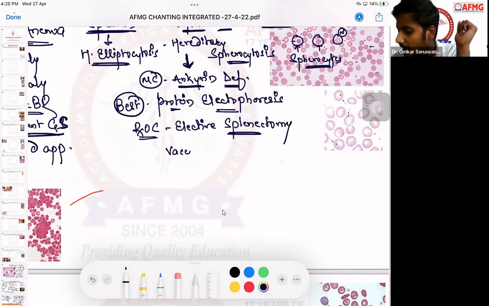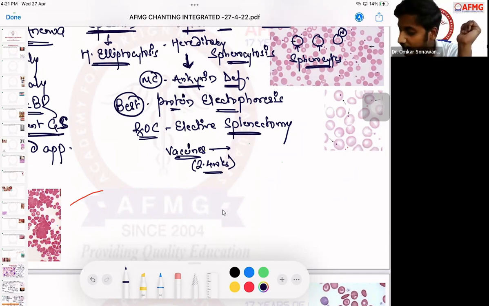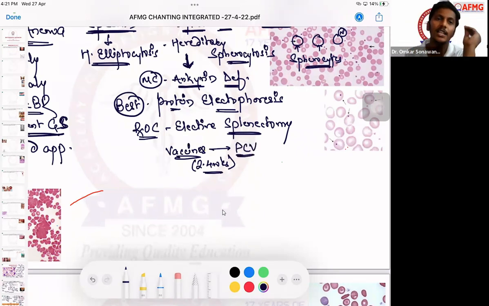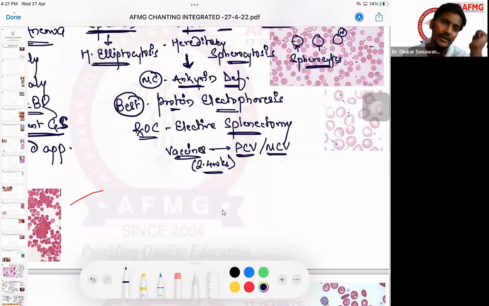And one more important one-liner: which vaccines are to be given 2 to 4 weeks prior to splenectomy? Because after splenectomy, the patient would have a high risk of infection with capsulated organisms. Very good. We usually give 3 vaccines. First is against Streptococcus pneumoniae, that is the pneumococcal conjugate vaccine. Second is against Neisseria meningitidis, or meningococcus, the meningococcal conjugate vaccine.